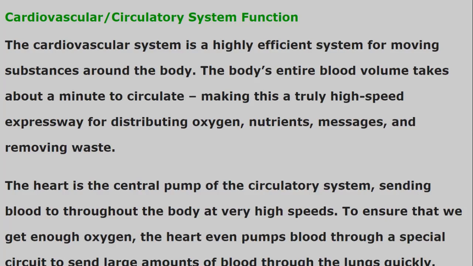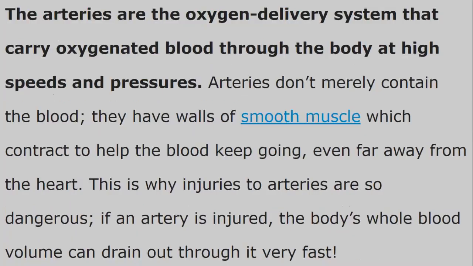The heart is the central pump of the circulatory system, sending blood throughout the body at very high speeds. To ensure that we get enough oxygen, the heart even pumps blood through a special circuit to send large amounts of blood through the lungs quickly. The arteries are the oxygen delivery system that carry oxygenated blood through the body at high speeds and pressures.